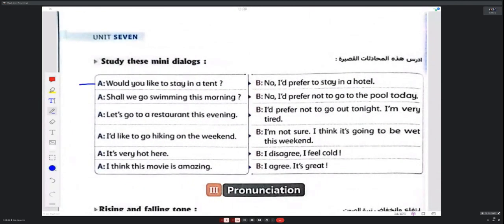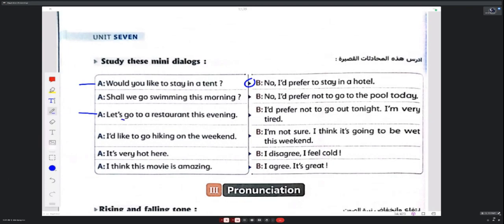Lamar, would you like to stay in a tent? Would you like to stay in a tent? Shall we go swimming? Oh, no, I would prefer to stay in a hotel. Shall we go swimming this morning? No, I would prefer not to go to the pool today. Let's go to a restaurant this evening. I would prefer not to go out tonight. I'm very tired.